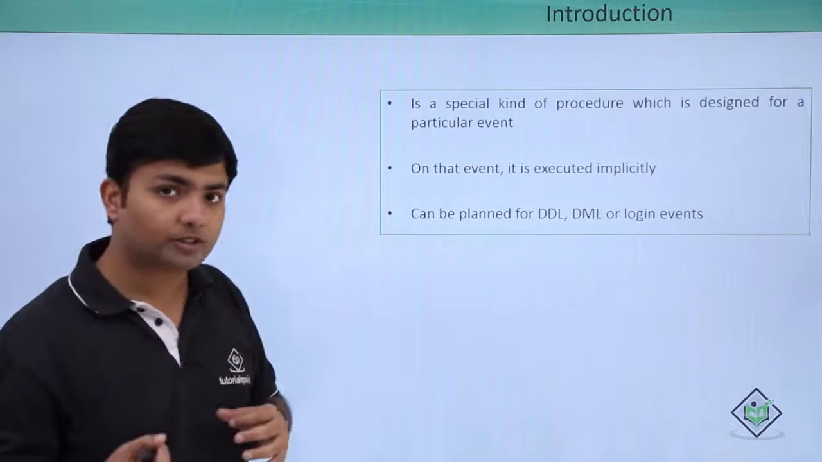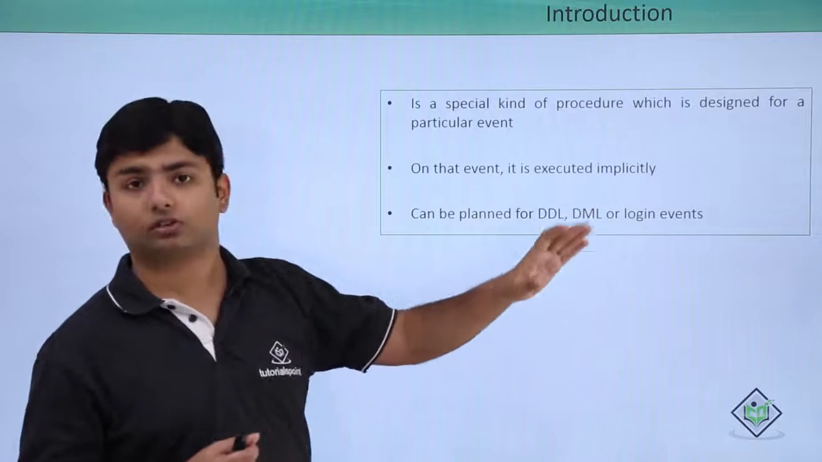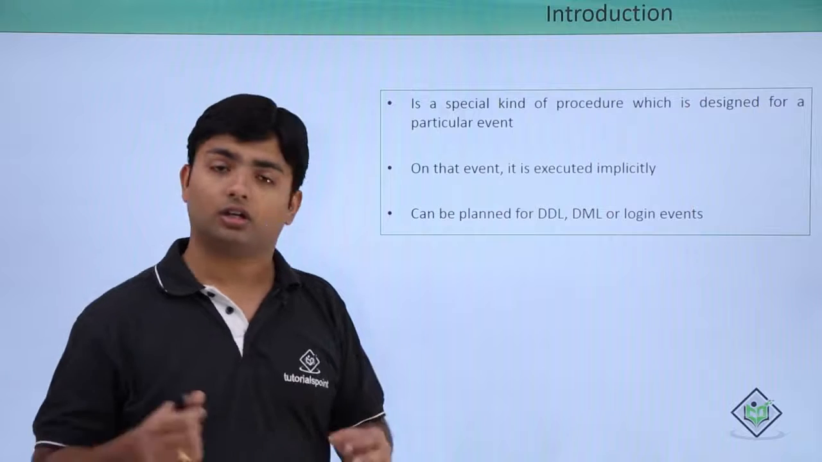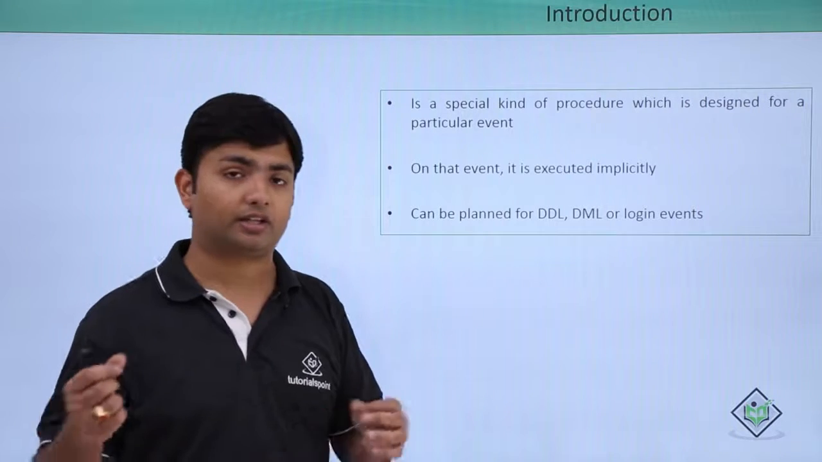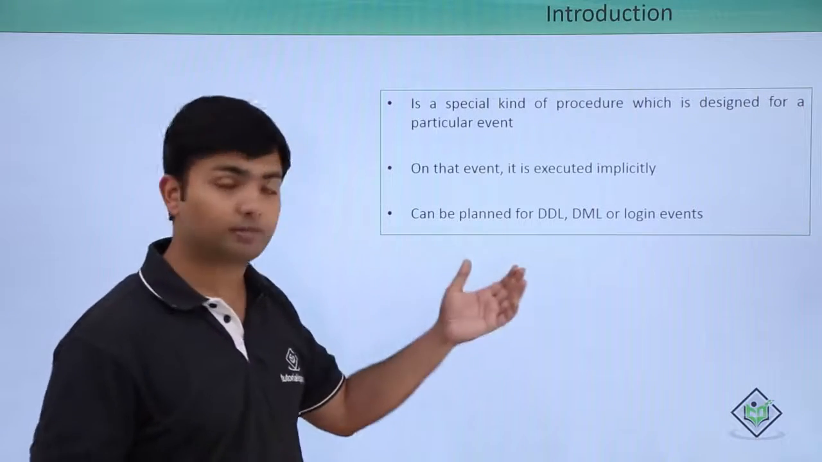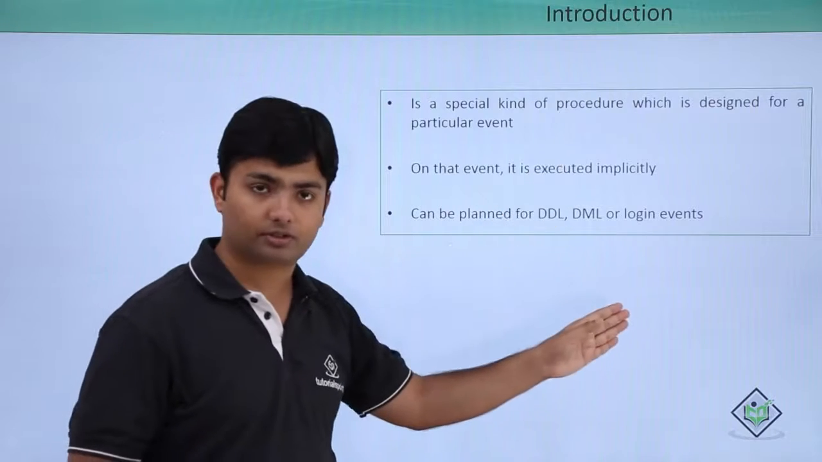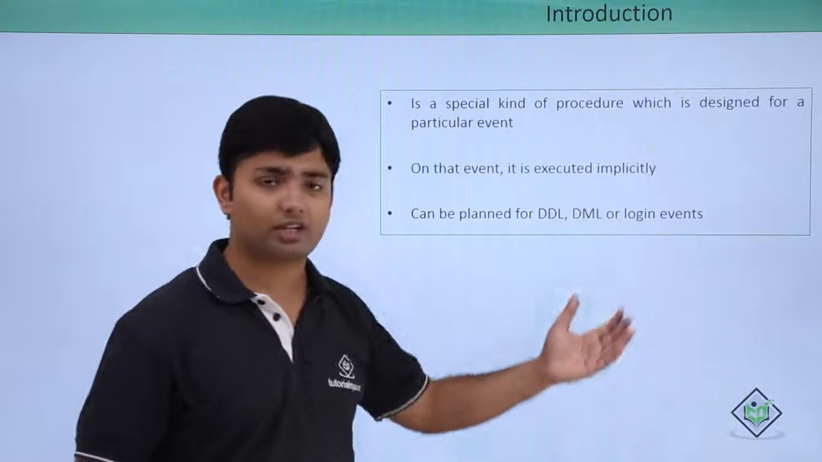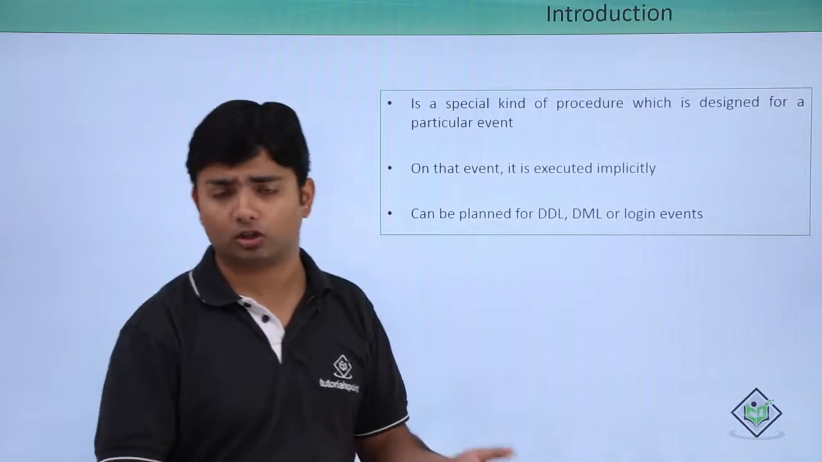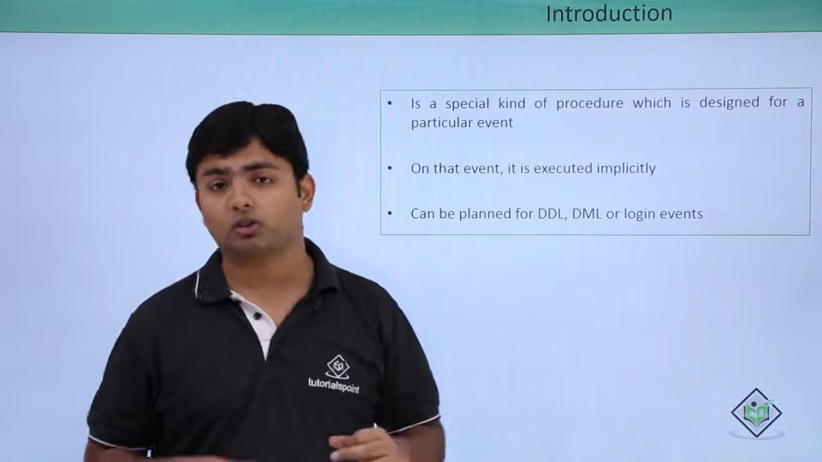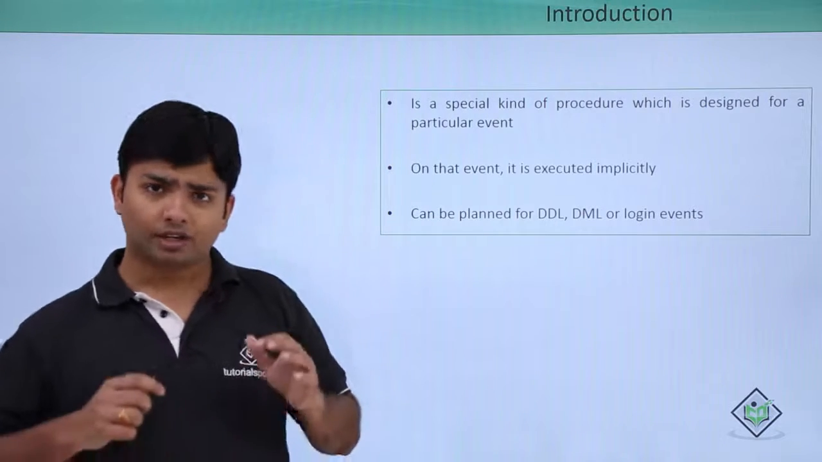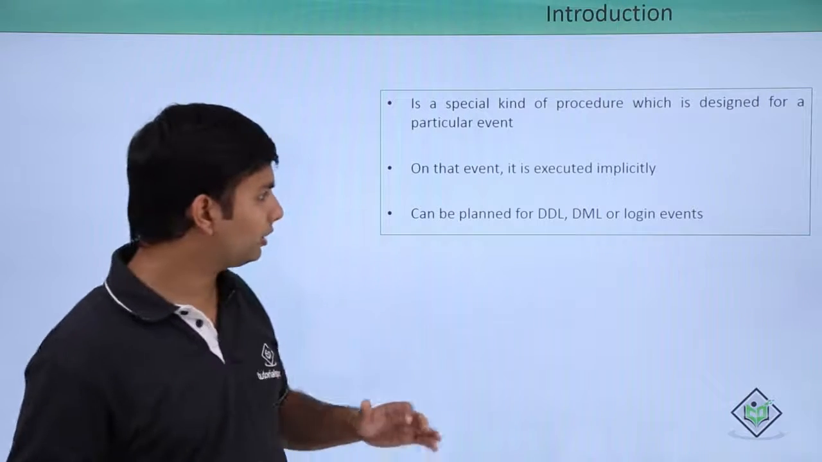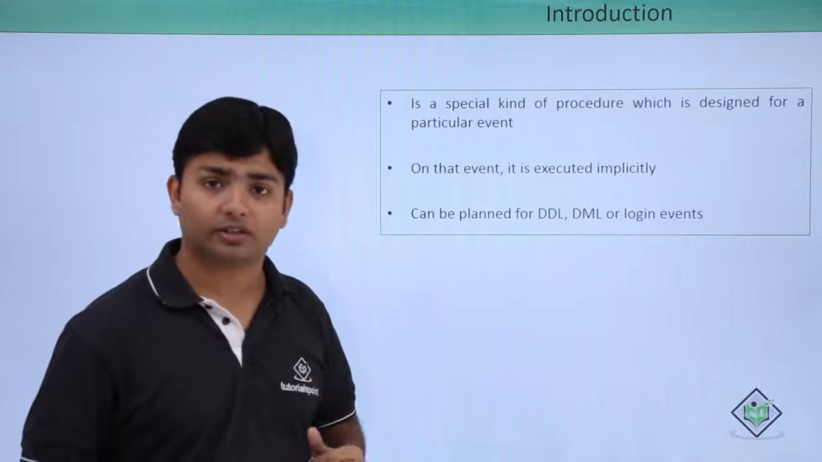On each particular basis we have different classifications of triggers, such as DDL triggers. If you want to create a trigger whenever a DDL operation like creating a table or truncating a table takes place. Similarly, DML triggers, which we will do for insert, update or delete, and login events, as I said, whenever someone logs in or logs out. So these are the different events on which you can plan a trigger. Here, majorly, since we are not going into DBA topics, we will get familiar with the DML triggers.